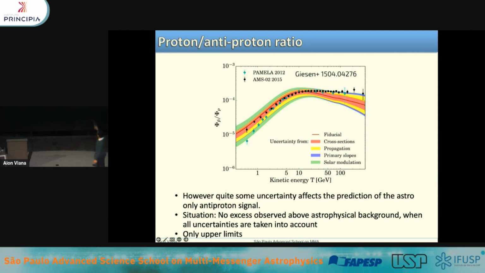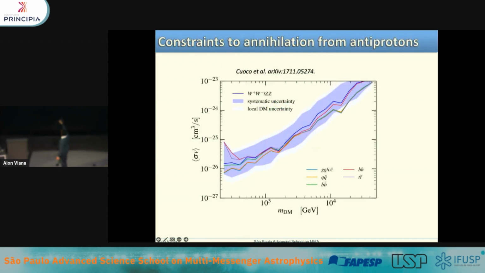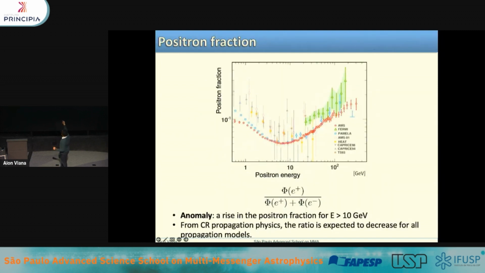But there is still some uncertainty. We still have a little bit of excess, but in case we assume that we don't have excess, we can actually do the opposite game. We can put constraints on dark matter that would produce an excess. So again, that's what was done back in 2017. This is the type of limits that AMS can put. Here again, for a specific channel, they can actually constrain the thermal relic cross-section for around the hundreds of GeV, similar to Fermi-LAT.